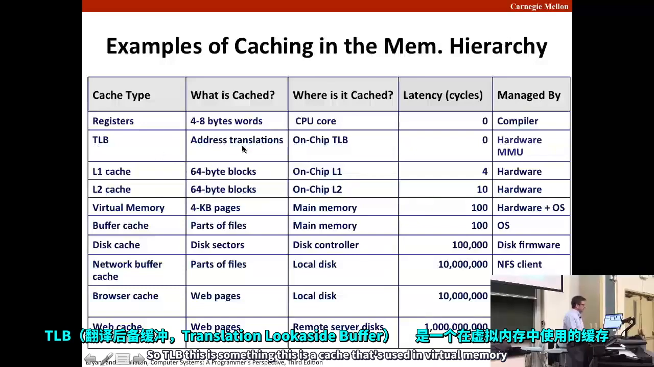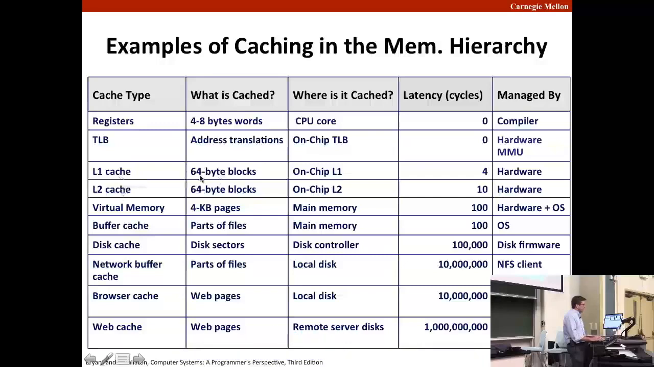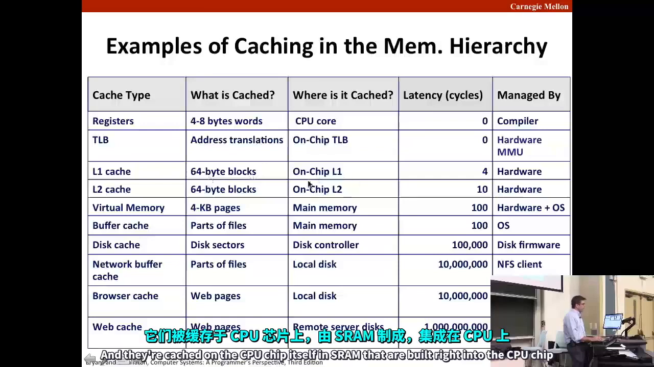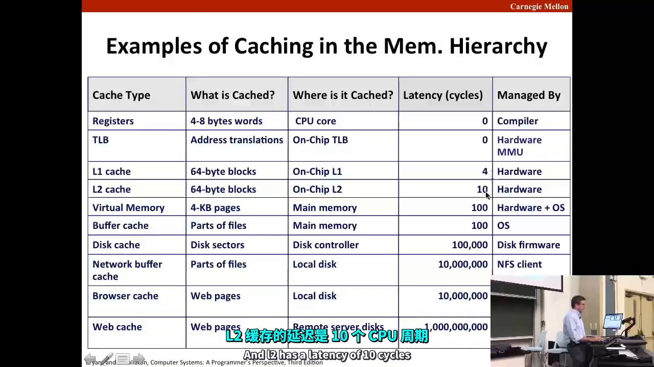The TLB is a cache that's used in virtual memory. Then there are these hardware caches called L1 and L2 caches. They store 64-byte blocks on modern Intel systems, and they're cached on the CPU chip itself in SRAMs that are built right into the CPU chip. L1 caches on Core i7s have a latency of 4 cycles, and L2 has a latency of 10 cycles. Both of these are managed by hardware.